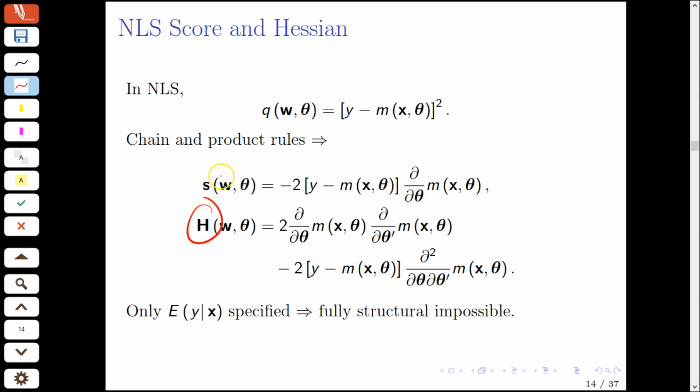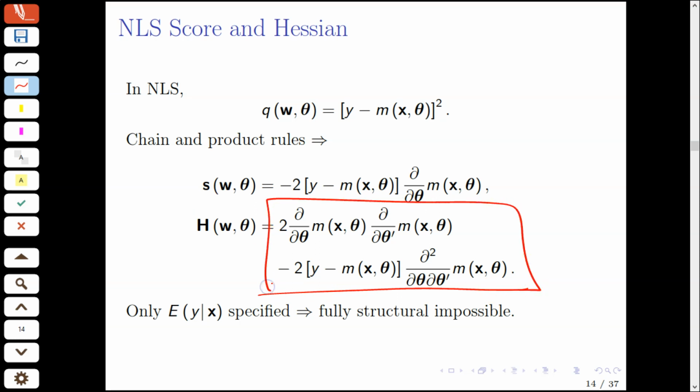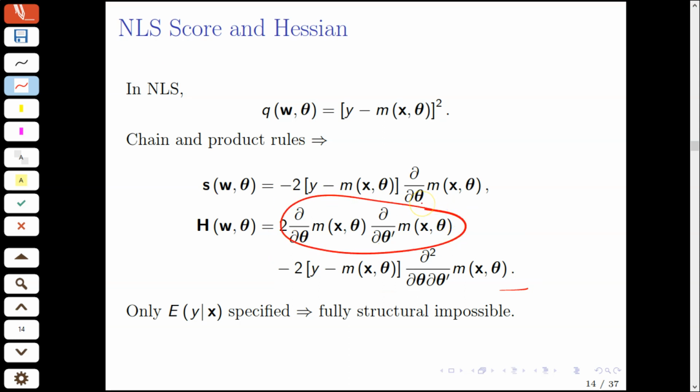If we differentiate the nonlinear least squares score, we get the nonlinear least squares Hessian. So this is where we need both the product and chain rules. The resulting expression is given here. Now we have both a term that involves the outer product of the derivatives of the M function, as well as a term that involves the second order derivative of the M function.